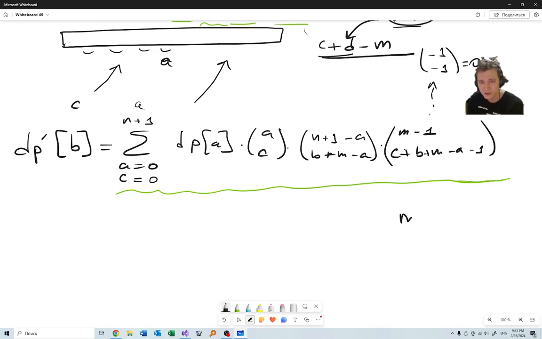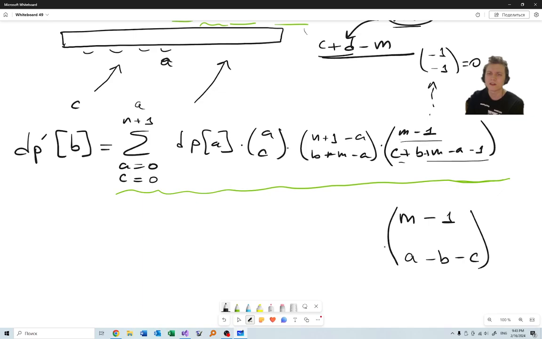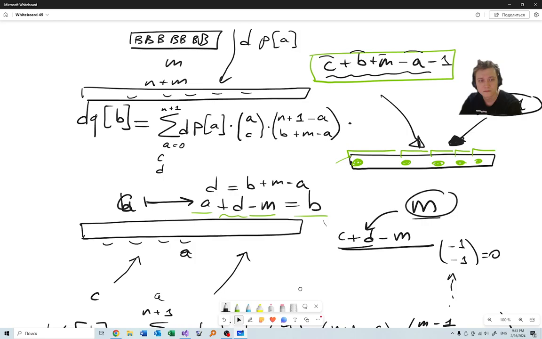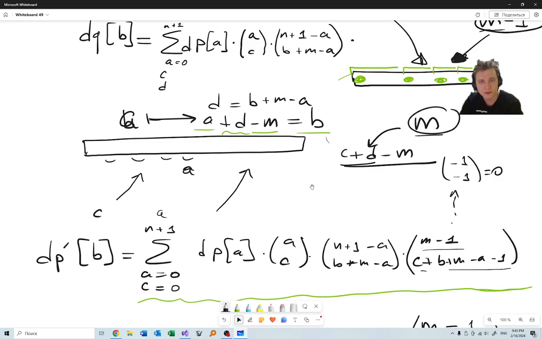For example, here we have m minus 1, choose, so let's subtract this thing from this thing, and we have like a minus b minus c. Is it nice that we have a minus b minus c? Or no, I don't like it. Why do we have a minus b minus c? So A should be greater than B plus C. Why? I understand why A should be greater than B, greater than C, but why? What is B actually?